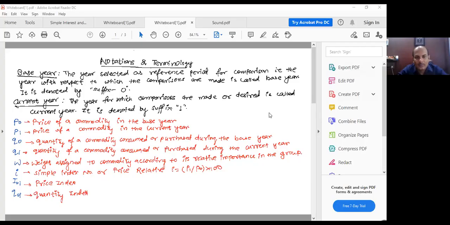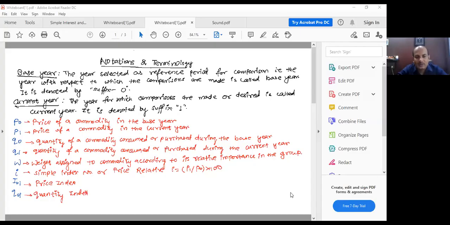Right? So whenever a particular year is taken as a reference year, or it is normally called the reference period, it means that whenever we are trying to refer to something, I'm going for a comparison. And comparison, that is the year with respect to which it is to be made. And that year with which I'm going to compare is called the base year, denoted by suffix 0. It's not O, it is 0.